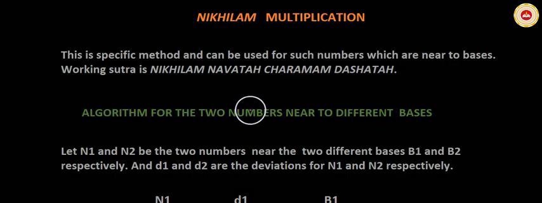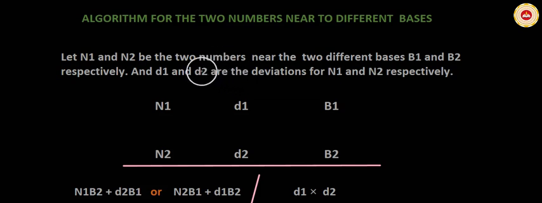Now friends, let us learn Nikhilam multiplication for two numbers near different bases. Let us read the algorithm. Let n1 and n2 be the two numbers near the two different bases b1 and b2. That means b1 is the nearest base for n1 and b2 is the nearest base for n2. It may be a real base or a working base, no matter. And d1 and d2 are the deviations for n1 and n2 respectively.